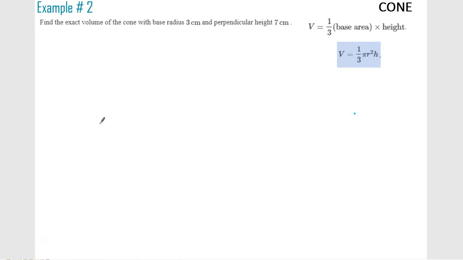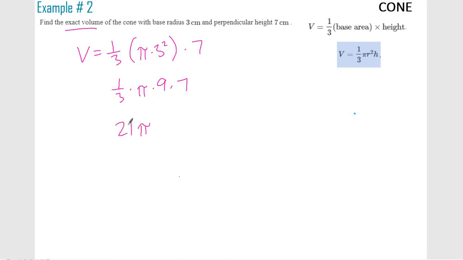So let's do that. We want to find the exact volume. So no rounding. Volume is 1/3 the base. Well, the base is a radius of 3, so pi r squared. And the height is 7. So we have 1/3 times pi times 9 times 7. We work that out. It is 21 pi. That's your exact answer.